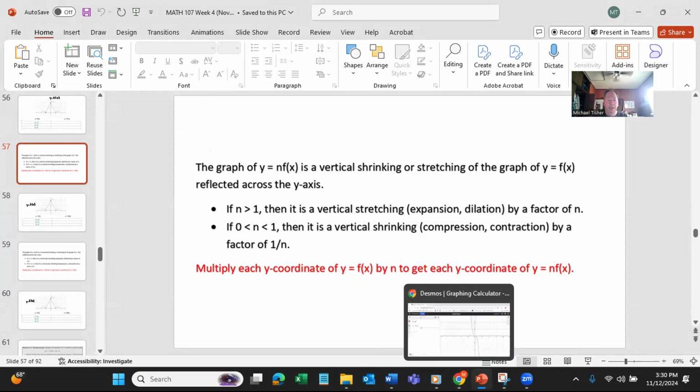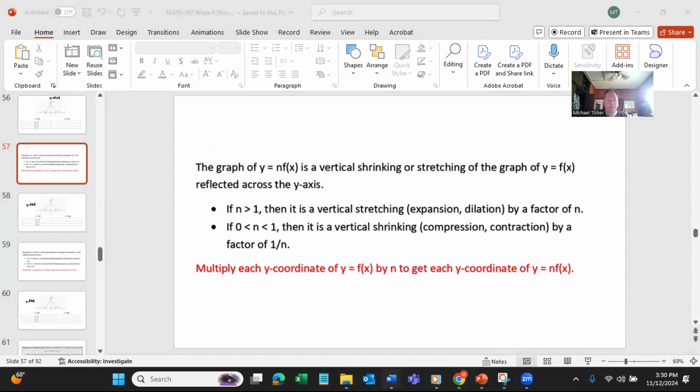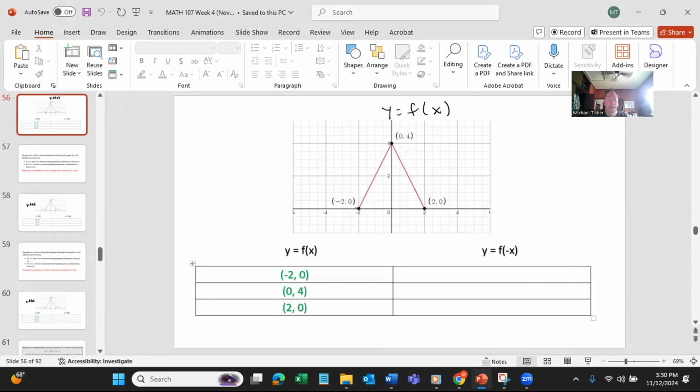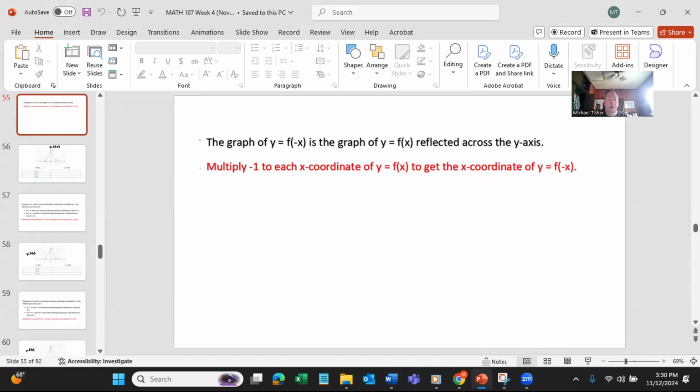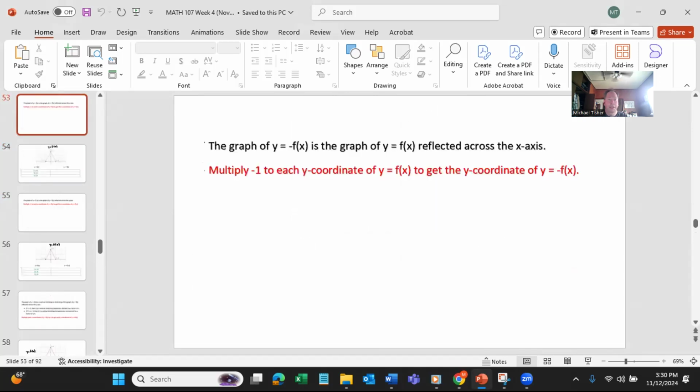And again, it says reflect about the x-axis. So this has to do with reflecting across the y-axis, so we won't need that one. That's reflecting across the y-axis. Here we got something reflected across the x-axis, all right? And it says the graph of y equals negative f of x is the graph of y equals f of x reflected across the x-axis. So the difference is the negative in the front. So that's what we're going to do. We're going to put a negative in front of the original function.